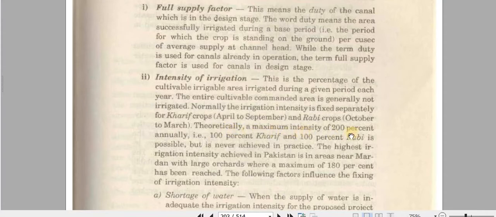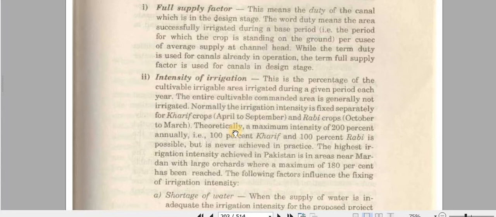Theoretically, a maximum intensity of 200% can be there. For example, if a farmer has 20 acre and he irrigates 20 acre in kharif and 20 acre in rabi, so in a year he irrigated 40 acre from his 20 acre. So its cropping intensity will be 40 divided by 20.